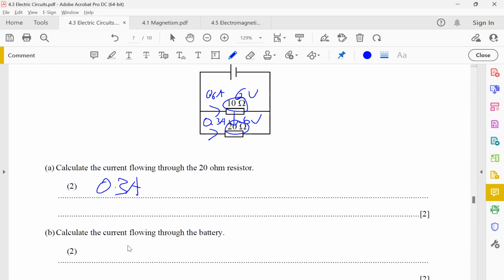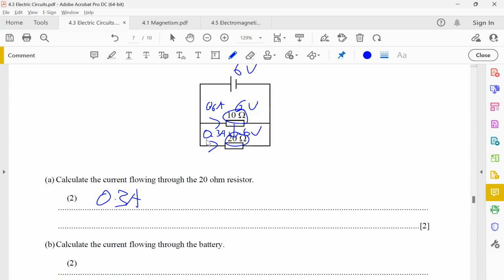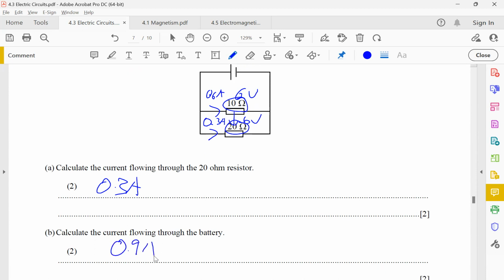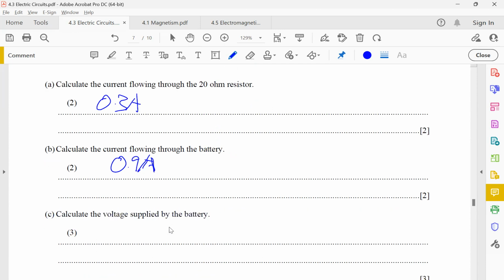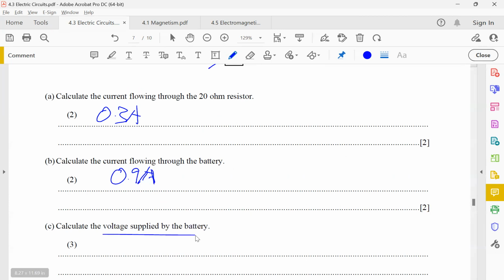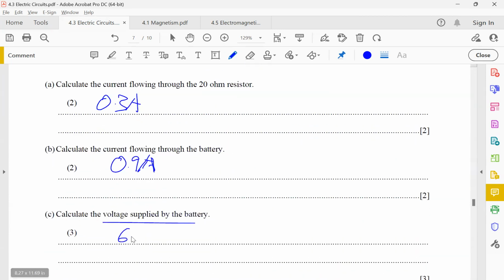Calculate the current flowing in the battery. How much should the battery have? Good. Someone answer me here. If I know here is 0.6 and here is 0.3, how much will the battery have? Yeah, 0.9. Why are you guys hesitating? Okay, then the voltage supply is obviously going to be 6 volts.